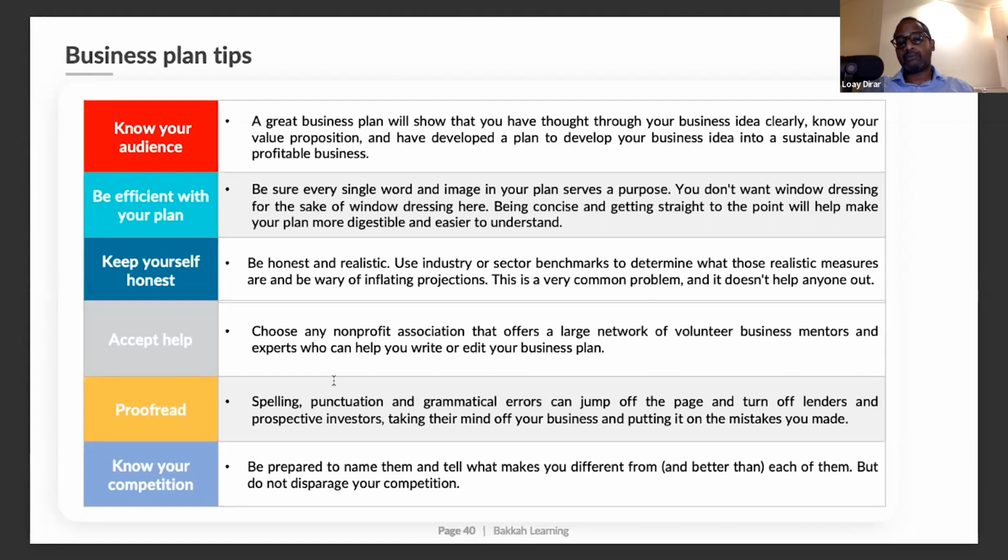Accept help. Yes, you need to choose any non-profit or association that offers a large network of volunteer business mentors and experts who can help you write or edit your business plan. You can find them online. You can even approach websites like Upwork, or any website that showcases those who are skilled in developing business plans.